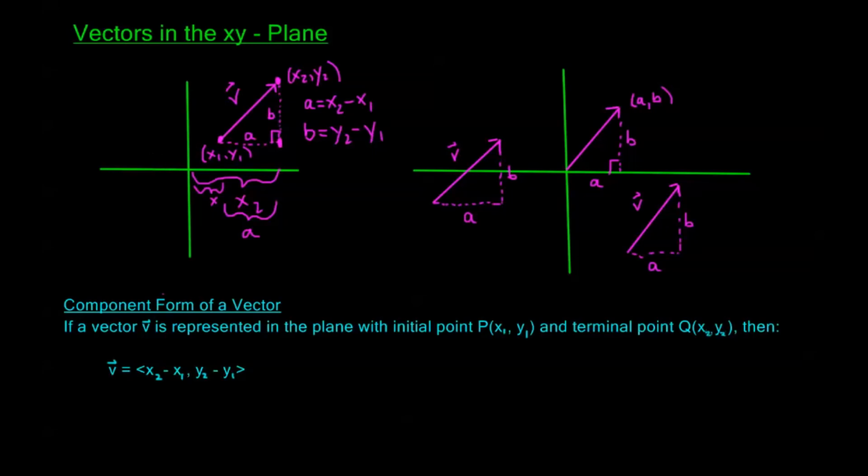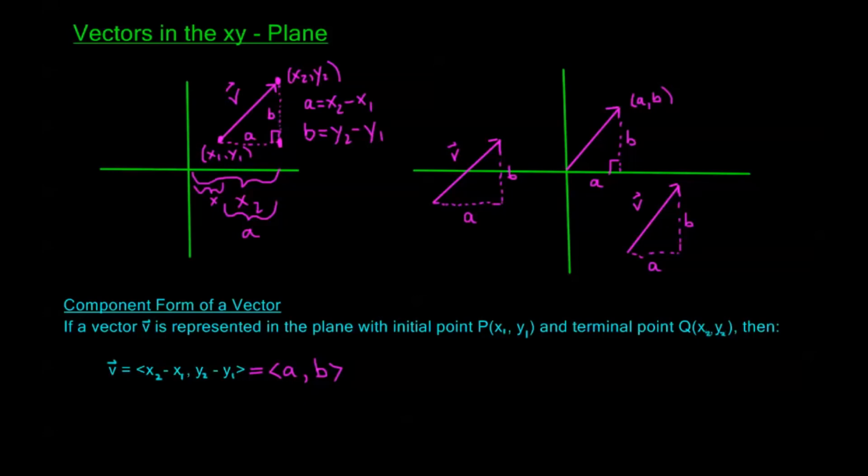So if a vector v is represented in the plane with initial point x1, y1 and terminal point x2, y2, then the component form of the vector, the first component, means the actual horizontal distance traveled by the vector. So we saw that's going to be A, or x2 minus x1. And the second component of the vector is the vertical distance traveled by the vector. So that's going to be my B, or y2 minus y1. So in the diagrams we have above, we could just write A, B here. A is my total horizontal distance traveled, B is my total vertical distance traveled.